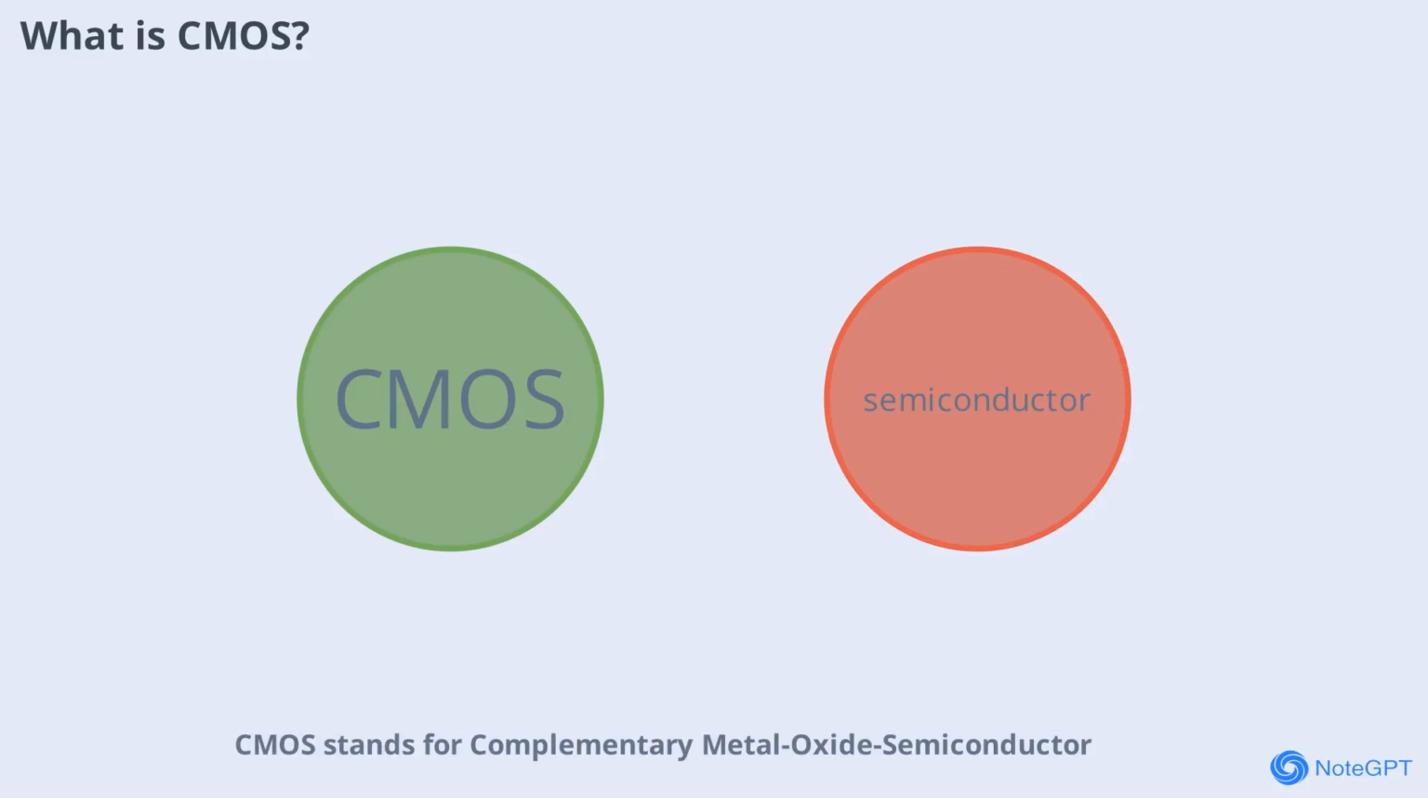CMOS stands for complementary metal oxide semiconductor. This technology is widely used in creating integrated circuits, including microprocessors, memory chips, and digital logic circuits. The term complementary refers to the use of both P-type and N-type MOSFETs in the design, which work together to achieve efficient switching and low power consumption. Understanding CMOS is key to appreciating why inverters built with this technology are so effective and reliable. Next, we'll see how these components come together in a CMOS inverter.